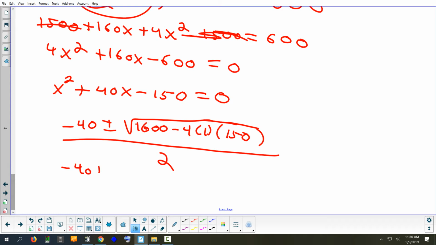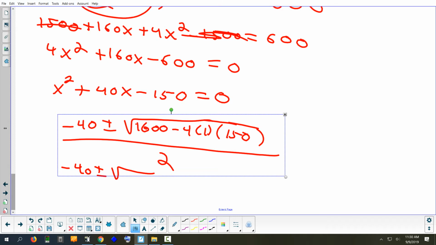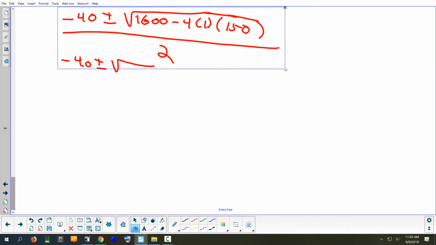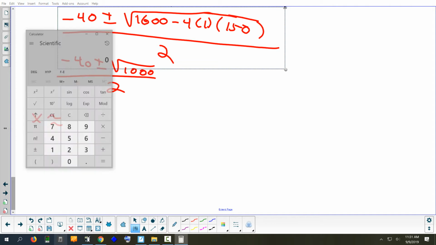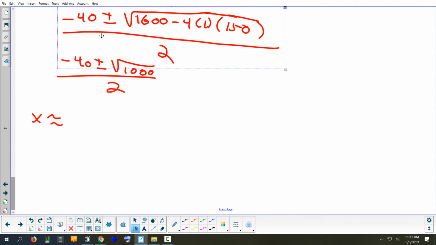Negative 40 plus or minus the square root of 1,600 minus 4 times 1 times 150, so 1,600 minus 600. That's 1,000. So yeah, you're not going to get a nice answer for that. Okay, so let's round it off and see what we get. So we've got negative 40 plus the square root of 1,000 divided by 2. Let's use this one.